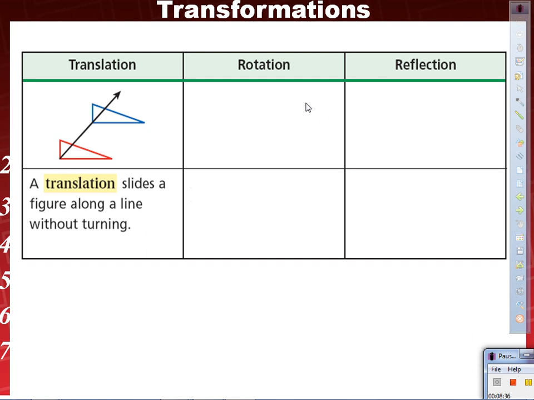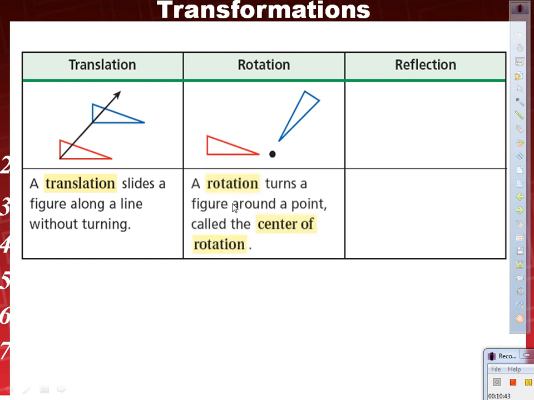So what does that mean in 2D? In 2D, a rotation, you take an object, you set up a fixed point, whichever point that is, and you rotate the degrees they ask you to create the image. In words, a rotation turns a figure around a point called the center of rotation. For those of us in sports, we call that our pivot point or our pivot foot. In any sport, they usually have a pivot. Okay.